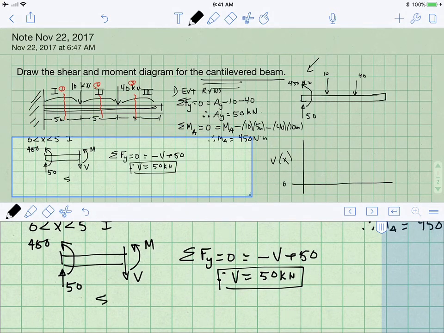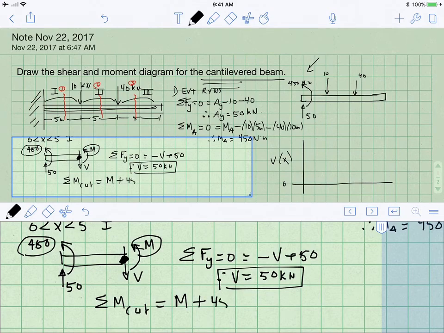Similarly, we can sum the moments at the point of cutting. So that is to say, I'm thinking about being at this position, and now I'm summing the moments and setting them equal to 0. So my unknown M must be included, so I write M. I write it as positive because it is counterclockwise as I've drawn it, which is the convention of drawing it for the left-hand side of the beam. I must add this bending moment, so it is positive as well, so I write down 450 for that.